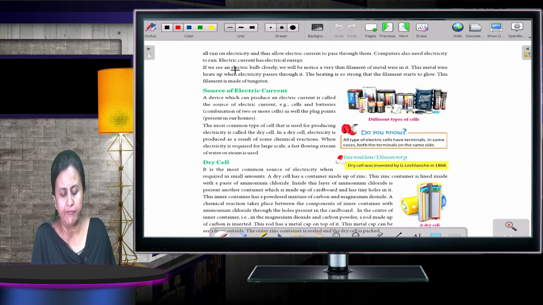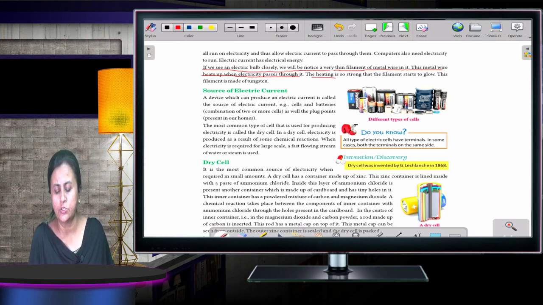If we see an electric bulb closely, we will notice a thin filament of metal wire in it. This metal wire heats up when electricity passes through it. The heating is so strong that the filament starts to glow. This filament is made of tungsten.